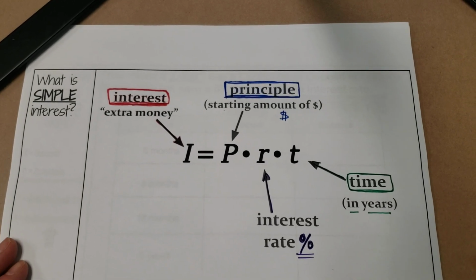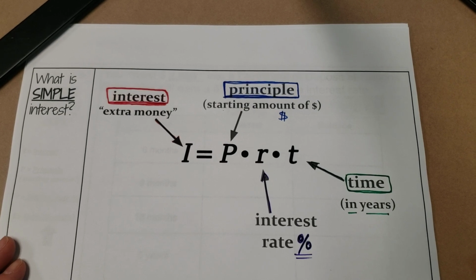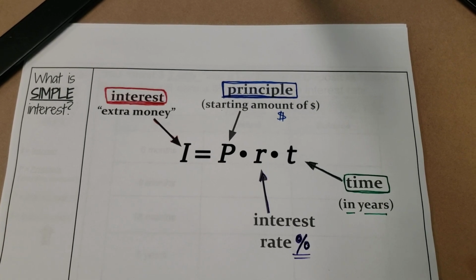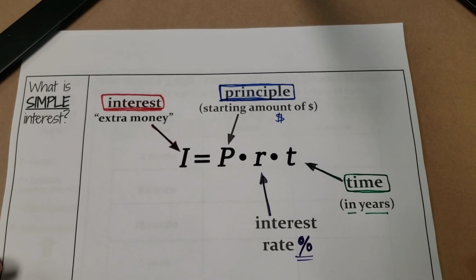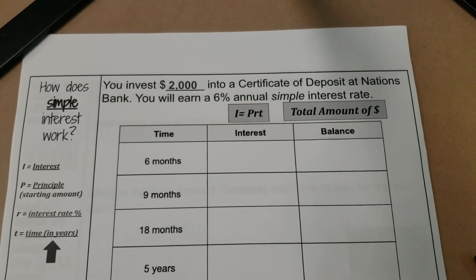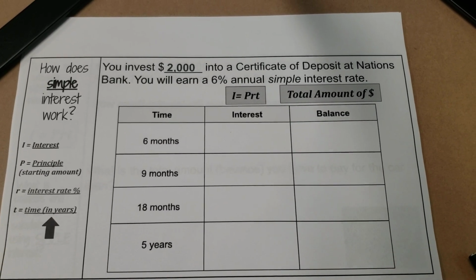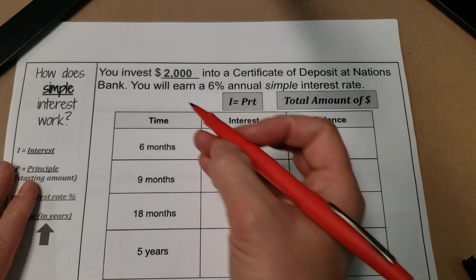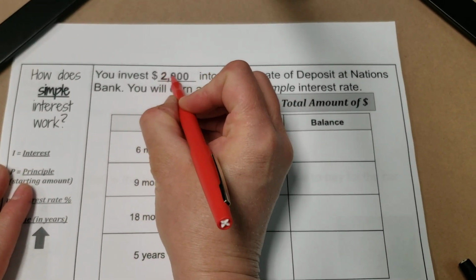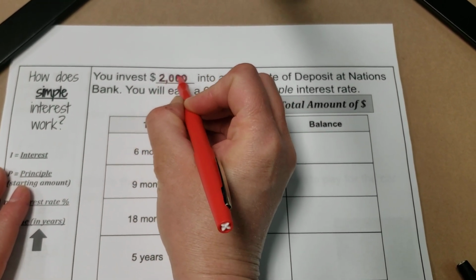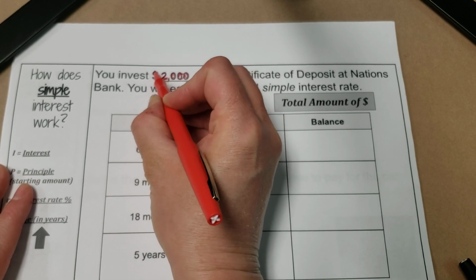Okay, so this is the simple interest formula. Let's see what it looks like to apply this to some real life situations. So here is example number 1. In your notes, I'm going to have you fill in $2,000 right here. So we're just going to fill that number in. It's blank in your notes.